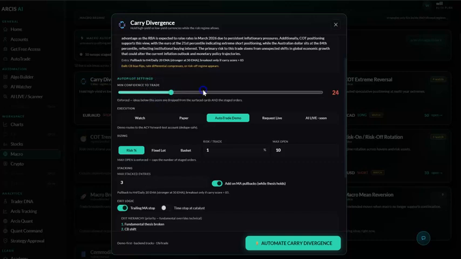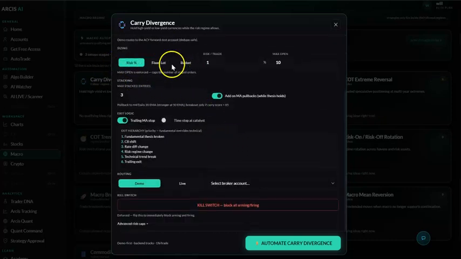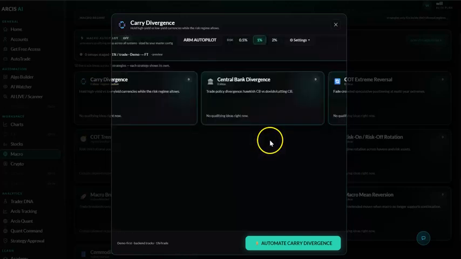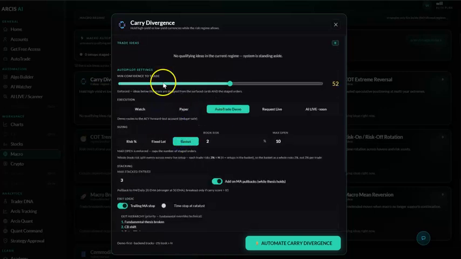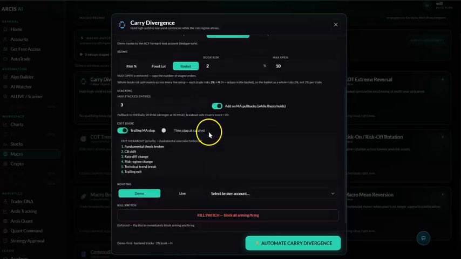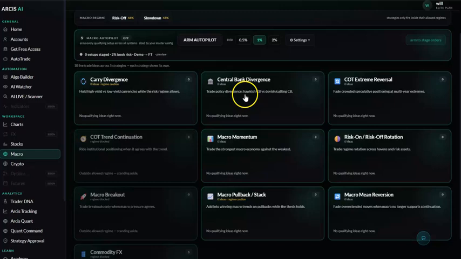So you can actually select confidence scores. I recommend above 50 for that, and set your risk settings for the trades. If you want to turn on this system, we can trade in risk percentage, fixed lot, or basket. So a basket is spreading the risk around, same as I do in my Arcis daily and weekly, just spreading the risk over a certain number of trades. It's called basket risking, and you can route to live or demo. We have central bank divergence. We have COT extreme reversal.